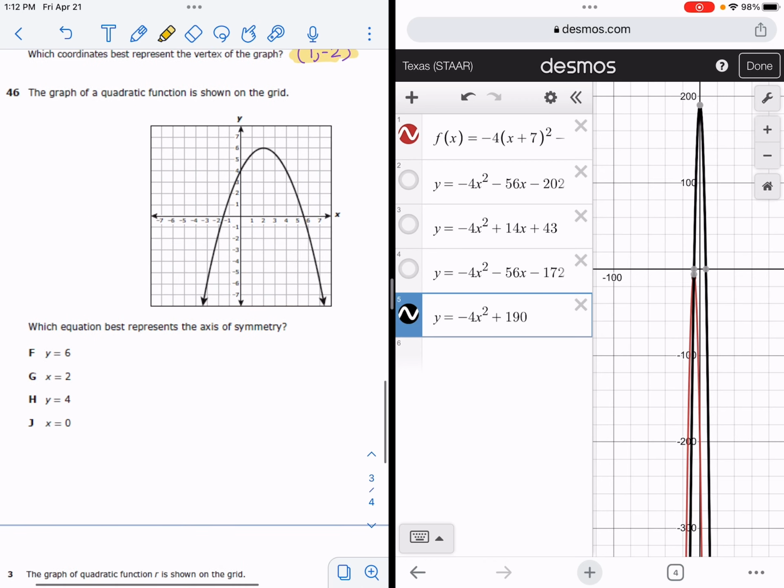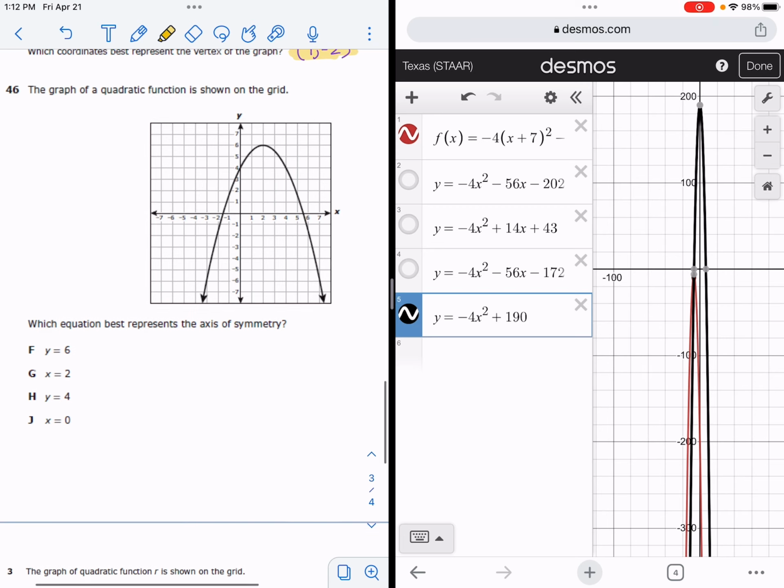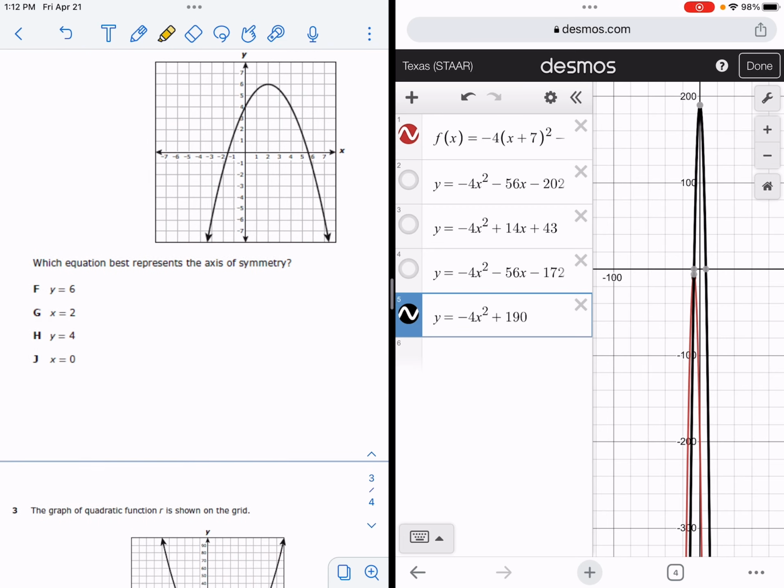A graph of a quadratic function is shown on the grid. Which equation best represents the axis of symmetry? The axis of symmetry is a vertical line right through the middle of your graph. And so vertical lines cross the x-axis, and they're always going to be an x equals equation for these quadratic functions. And here it crosses at x equals 2. So x equals 2 is our answer.